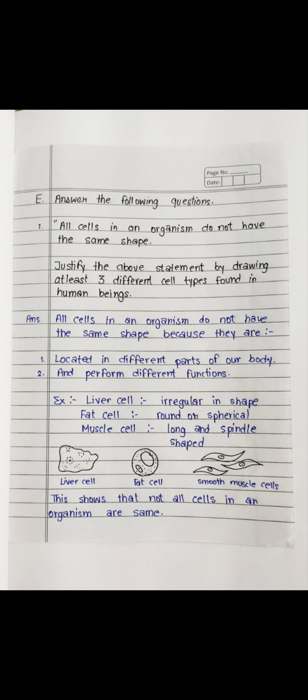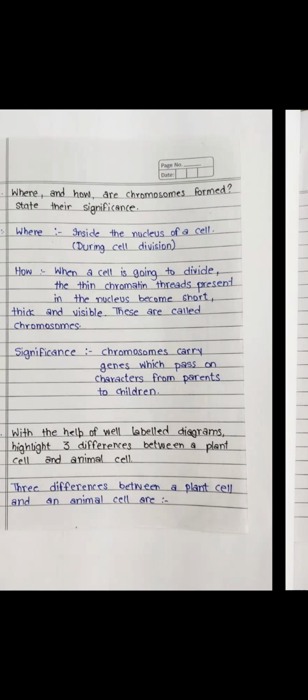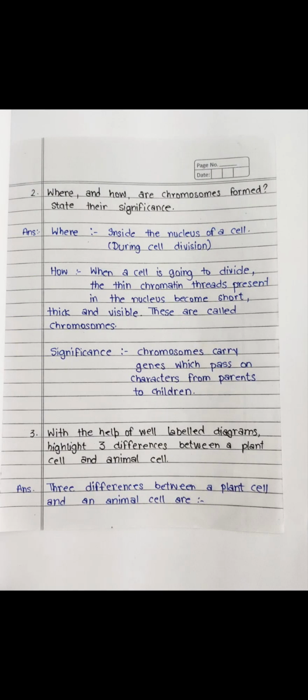Answer. All cells in an organism do not have the same shape because they are, number 1, located in different parts of our body, and number 2, perform different functions. Example: liver cell, irregular in shape. Fat cell, round or spherical. Muscle cell, long and spindle shaped. This shows that not all cells in an organism are the same. Question 2. Where and how are chromosomes formed? State their significance. Where? Inside the nucleus of a cell during cell division.